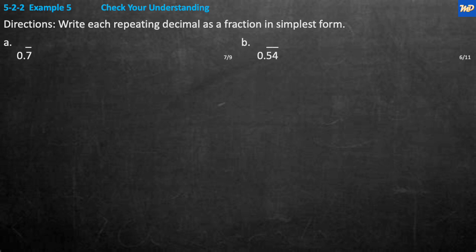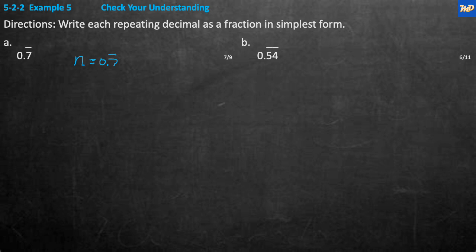Okay, now that you're back, let's go ahead and give it a try. So what did we do before? We started off, we said n is equal to the repeating decimal part. n is equal to 0.7 repeating, right? That's what we started off.